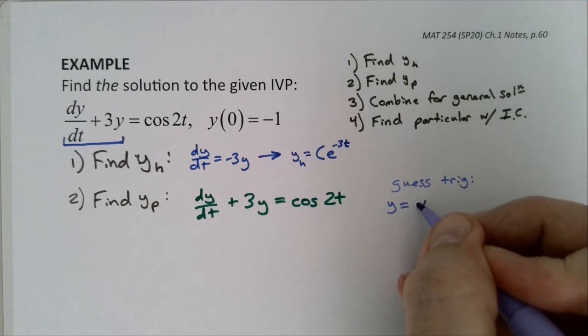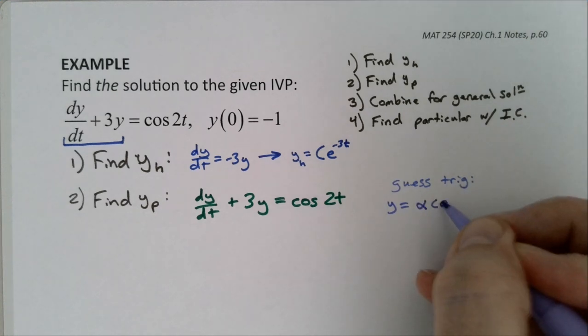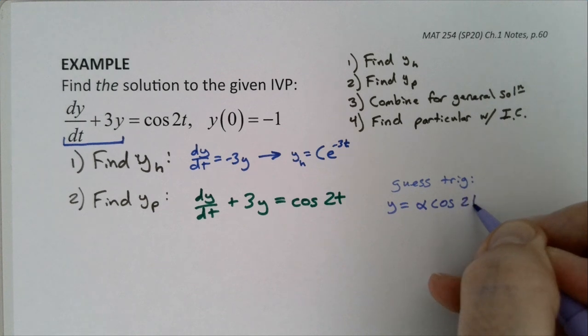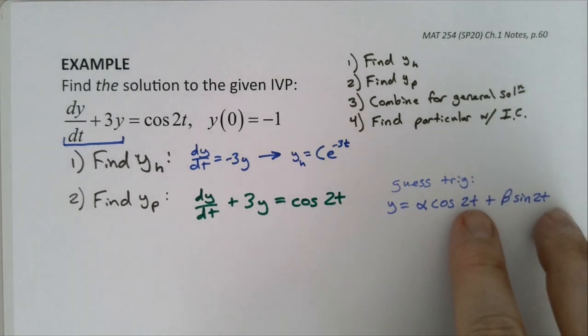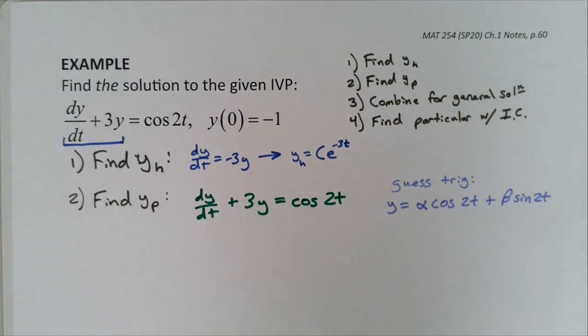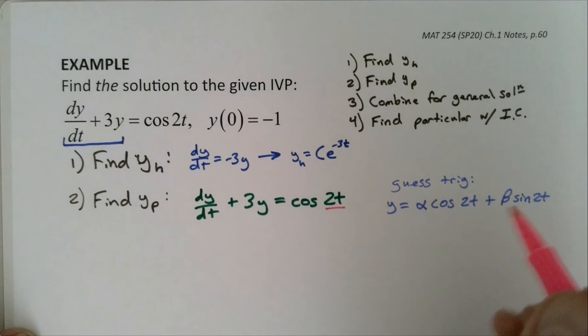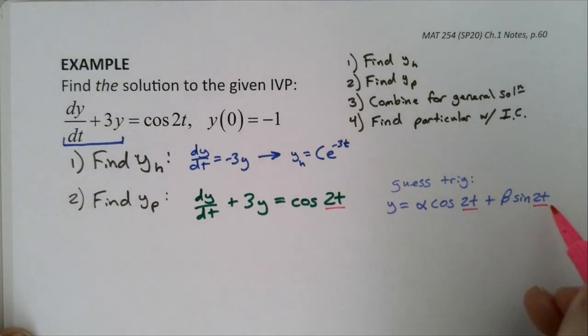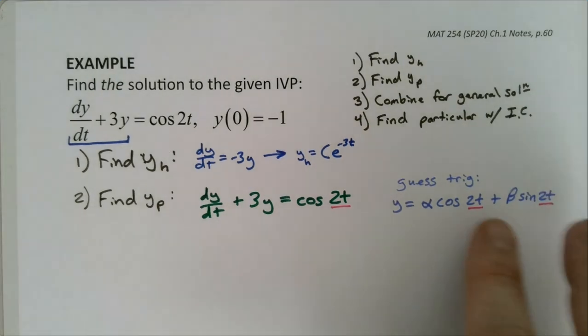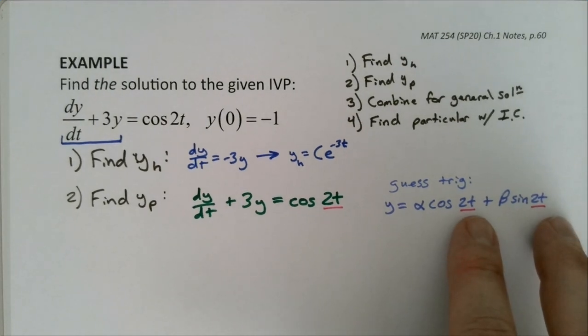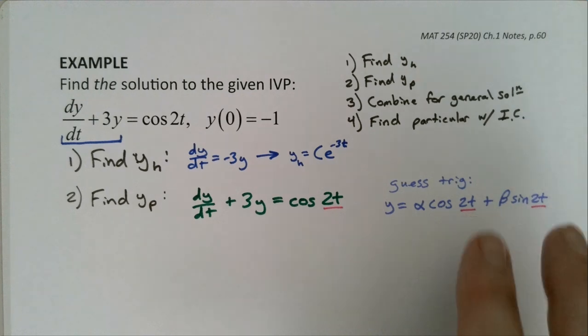So let me show you. The guess that I'm going to use is alpha times cosine of 2t plus beta times sine of 2t. The reason I'm going with a 2t here and here is because we have a 2t inside the right-hand side of my differential equation. And the argument inside the sine and the cosine is not going to change no matter how many times I take derivatives or multiply the whole thing by something.